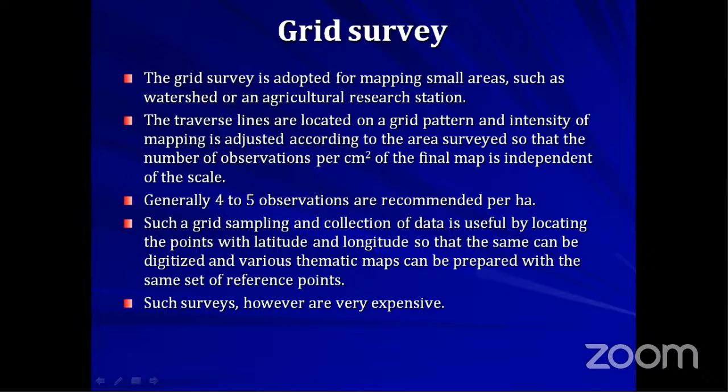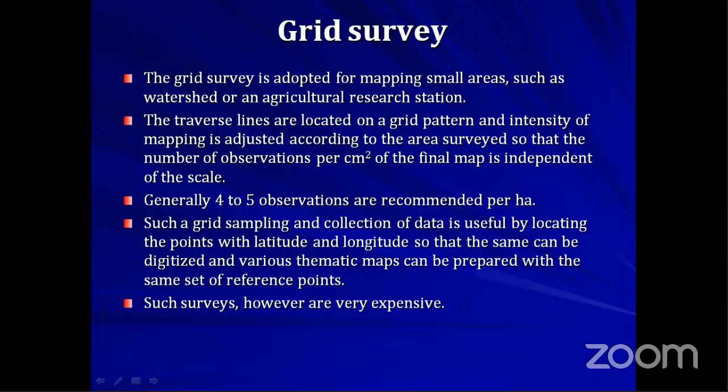Grid survey is nothing but, students, dividing an area into a grid pattern, with transverse lines, and locating samples on the grid pattern. The intensity of samples depends on the survey and the particular analyst. Naturally, the number of samples per final map is completely independent of the scale. How many samples can we collect in a grid survey? Around 4 to 5 observations per hectare can be recommended.